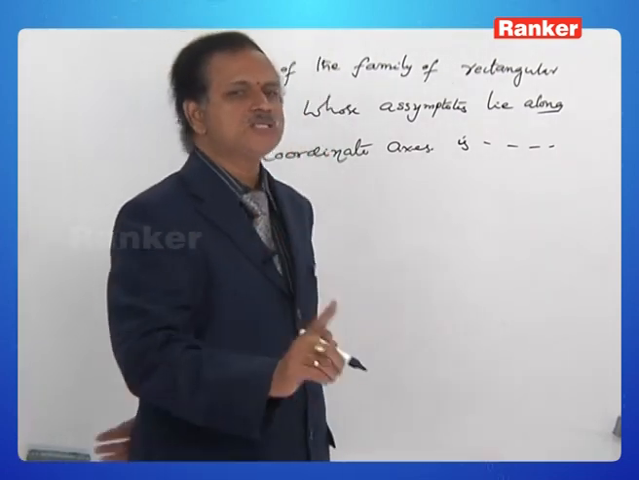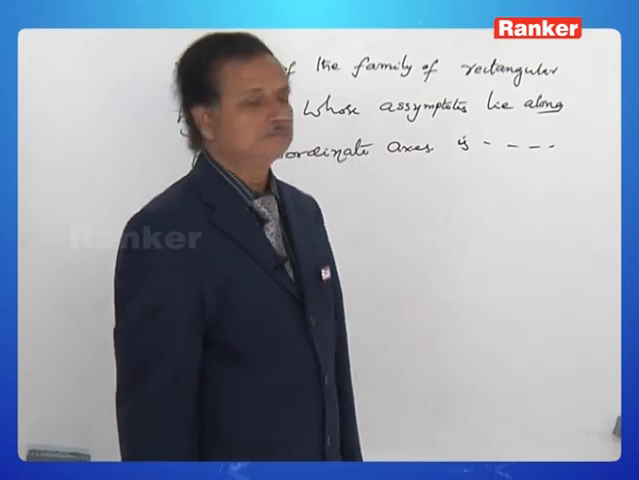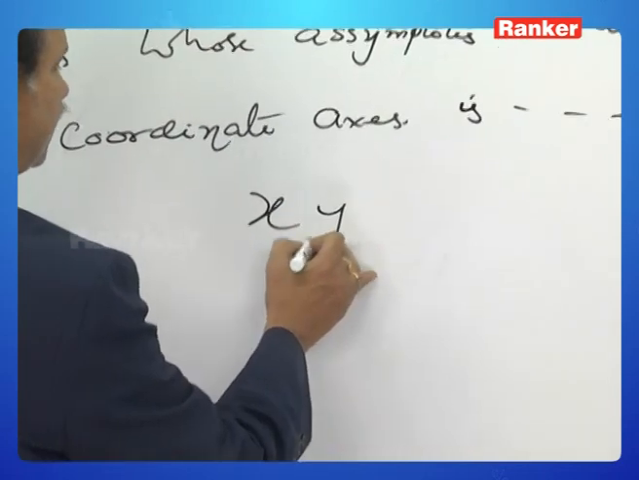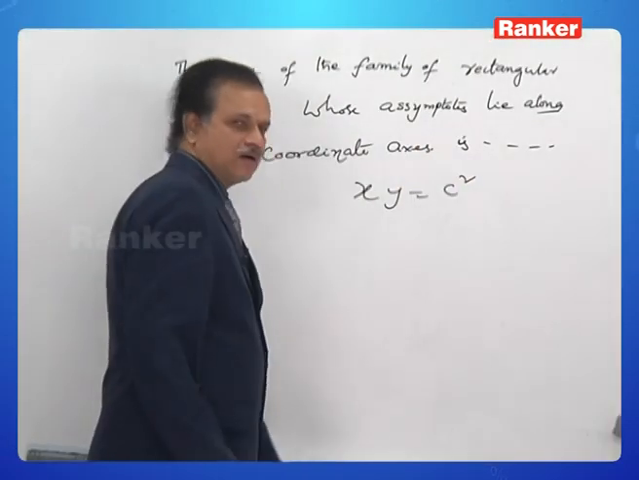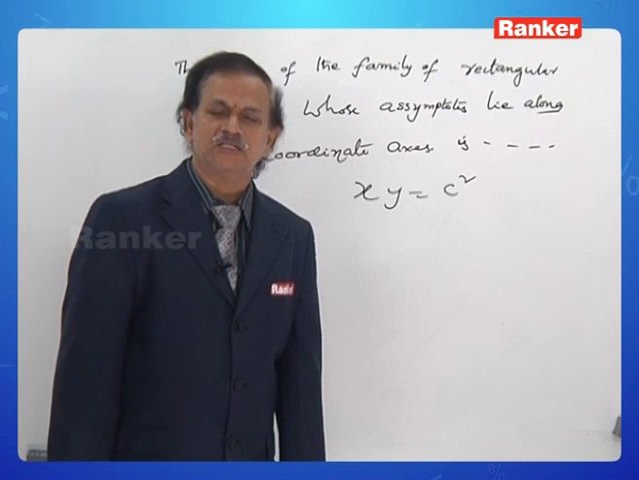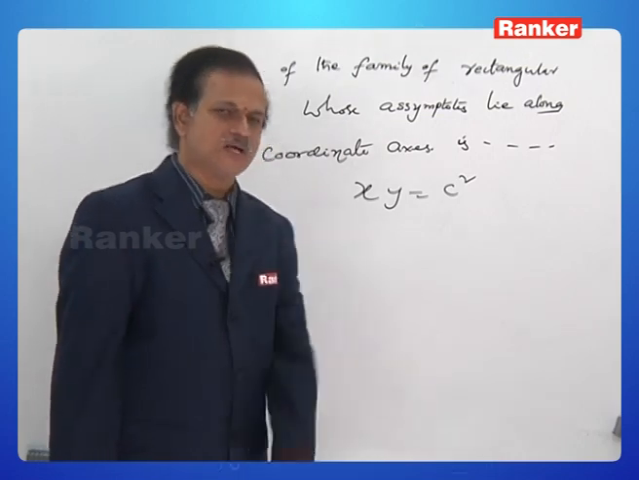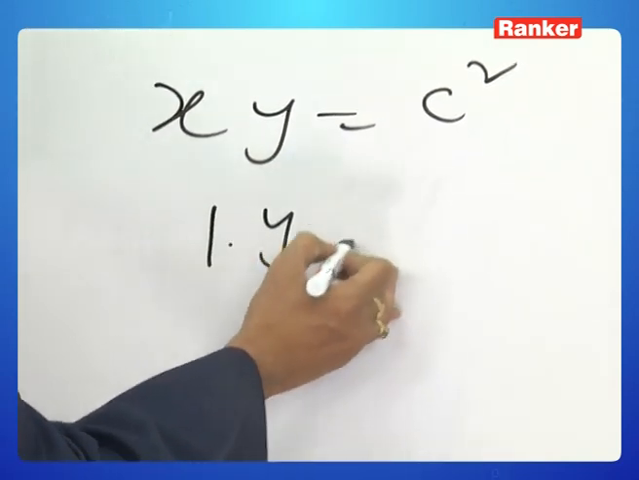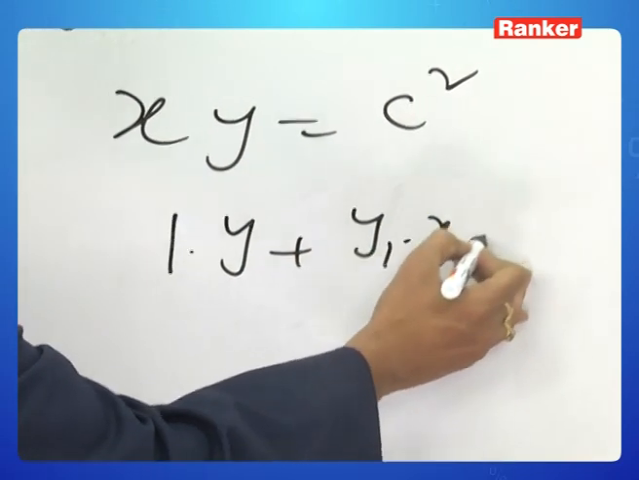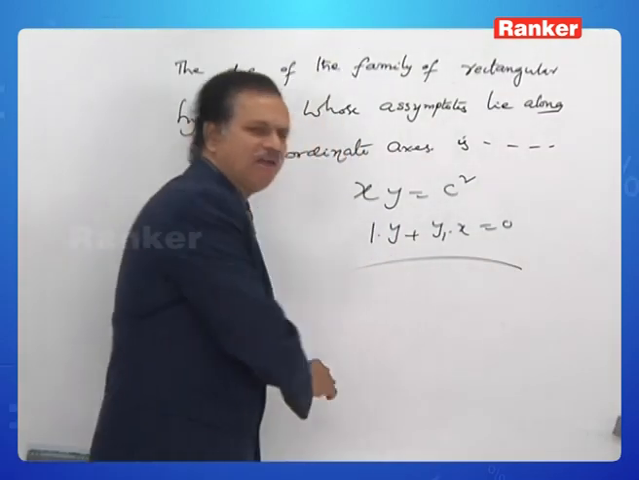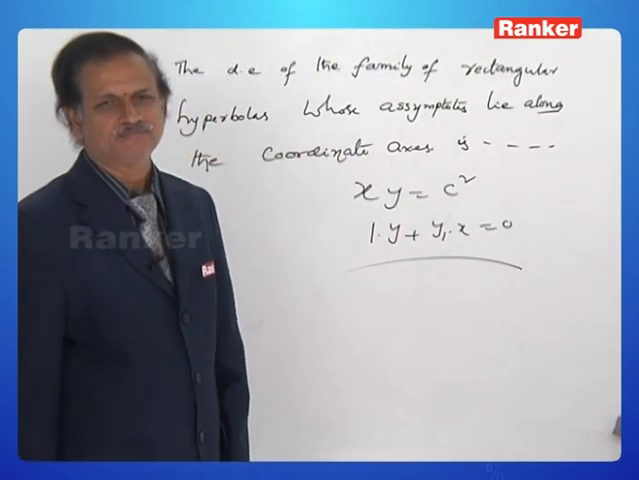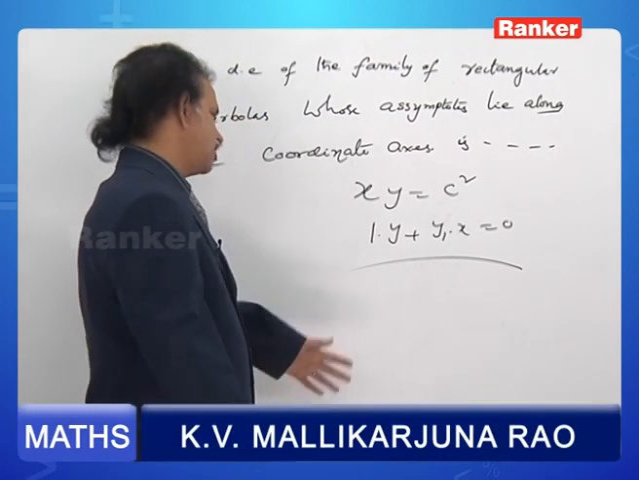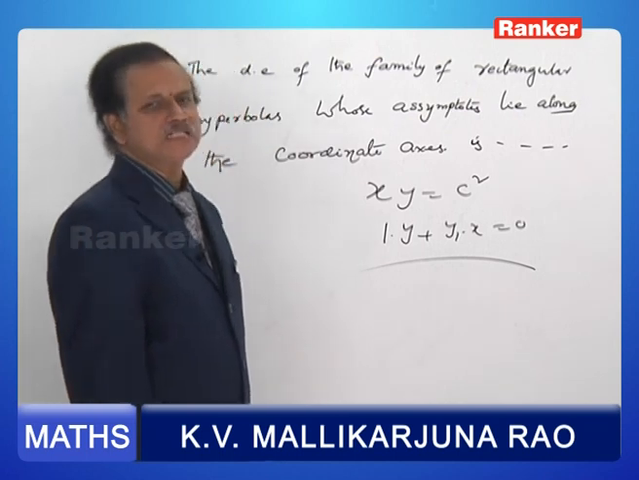So, unless you know the standard form, you cannot get the differential equation. What is the standard form? xy is equal to c square. There is only one constant c that is to be eliminated. Hence, we have to differentiate only once. Differentiate it with respect to x. u derivative into v plus v derivative into u is equal to 0. That's all, nothing more than that is the differential equation. So y plus xy1 is equal to 0.